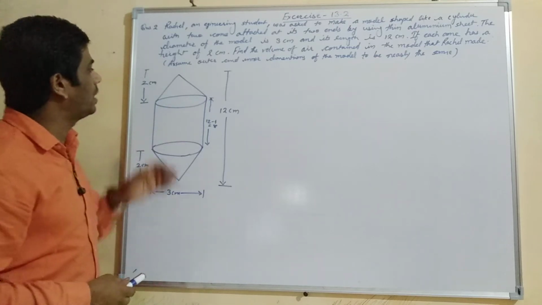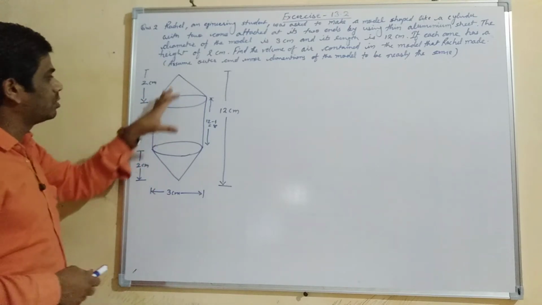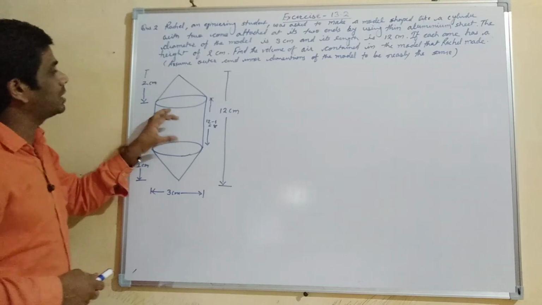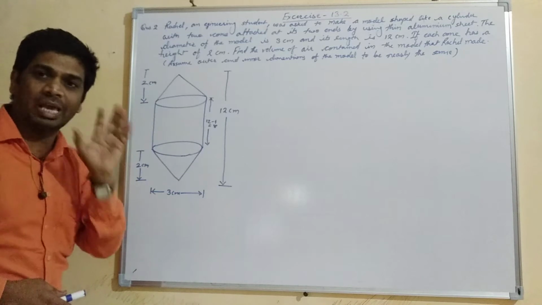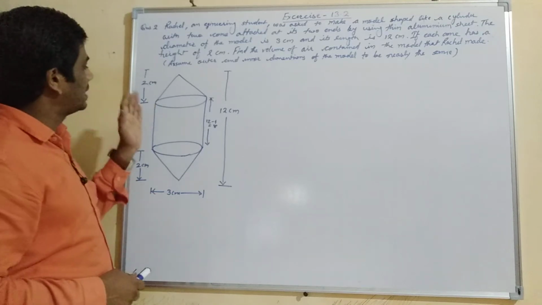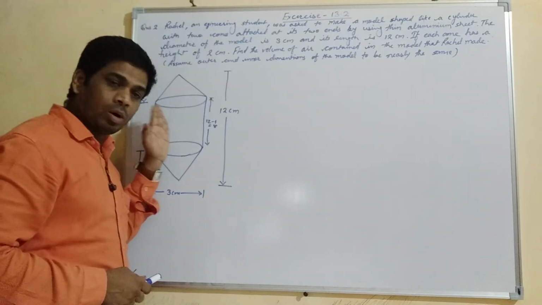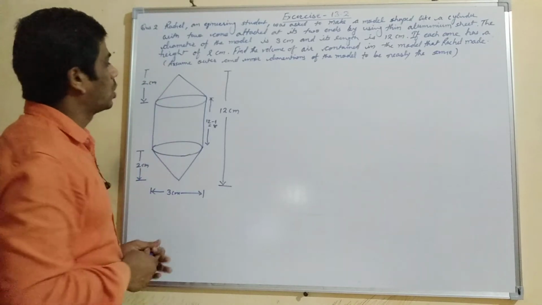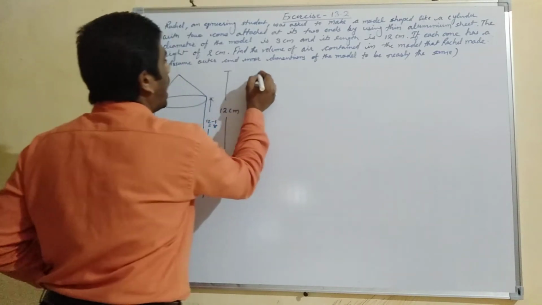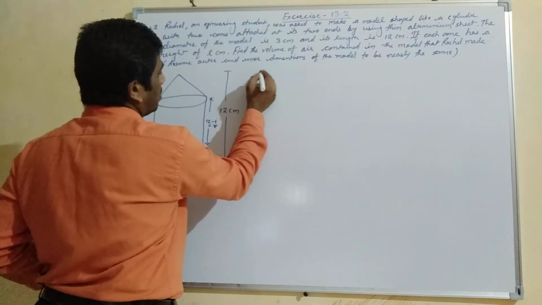So we have to find the volume of a cylinder plus the volume of two cones, because both the cones are of the same size. So we can write the volume of a cylinder plus the volume of this cone plus the volume of this cone. Okay, so we will write here height, length, diameter.